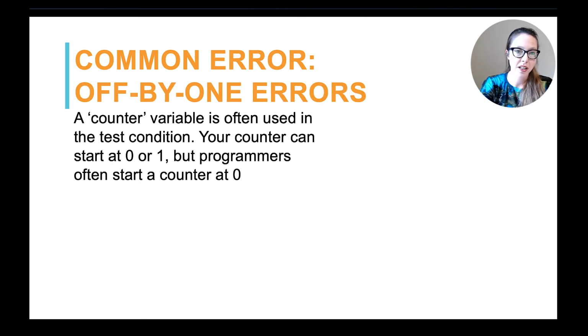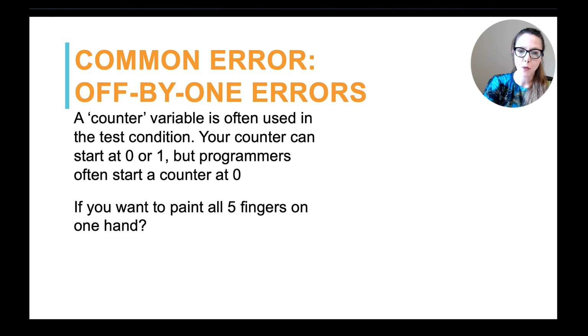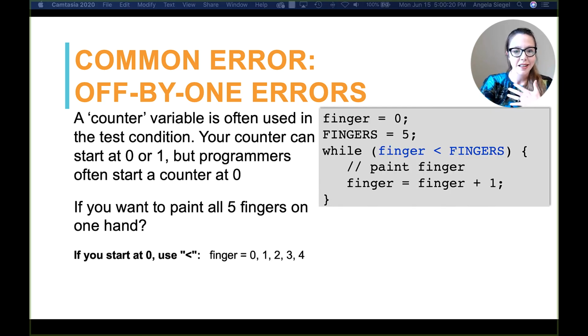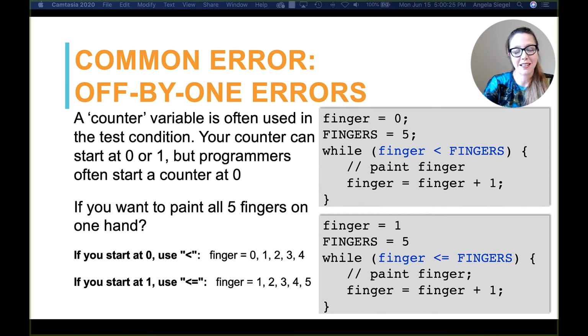Another common error is off by 1. A counter variable is often used in the test condition. Your counter can start at 0 or 1, but programmers often start a counter at 0. The reason for that is simple. If you want to paint all fingers on one hand, then if you start at 0, you use strictly less than, and less than is just one less character to type. If you start at 1 and let finger run from 1, 2, 3, 4, 5, which seems logical, you have to use less than or equal to. It doesn't matter which you choose to do. It's common to start from 0 and use strictly less than. But if you don't, just make sure that you remember to use less than or equal.